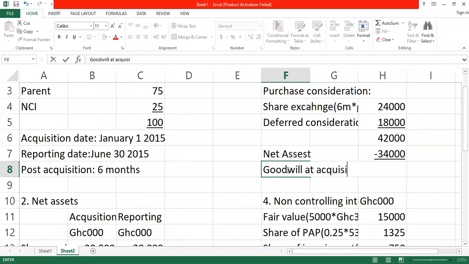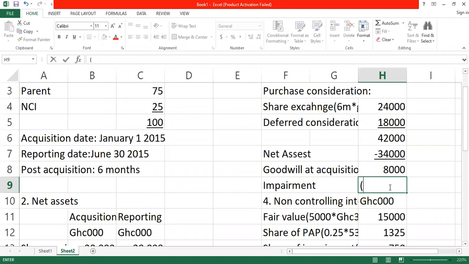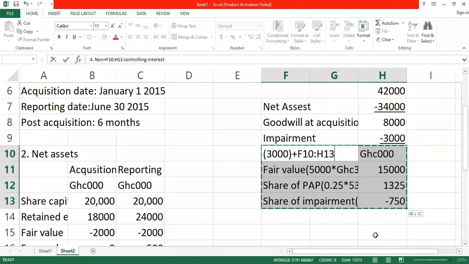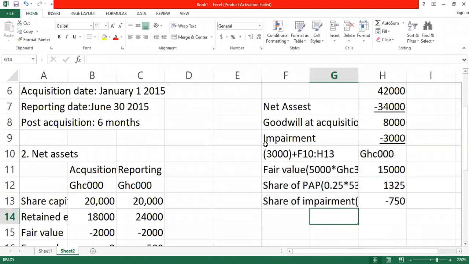Okay. But they say the goodwill has impaired by how much? 3,000. The goodwill has impaired by 3,000. So the impairment is what? 3,000. Is it addition or subtraction? Subtraction. Okay. So if the goodwill has impaired by 3,000, what will be the goodwill at reporting now? 5,000.